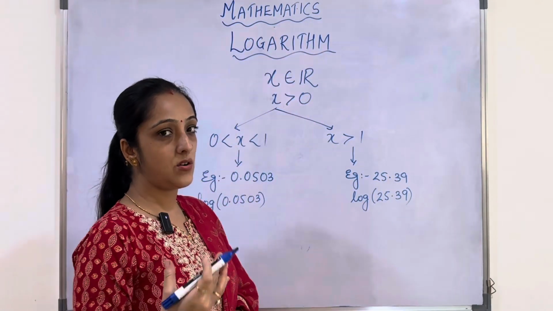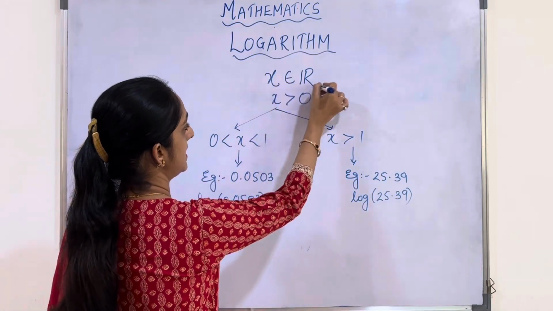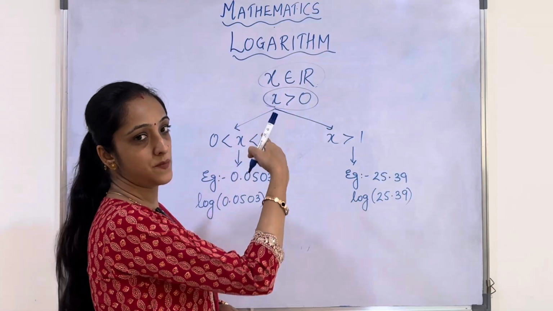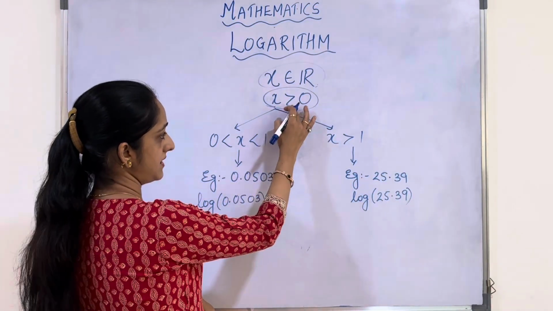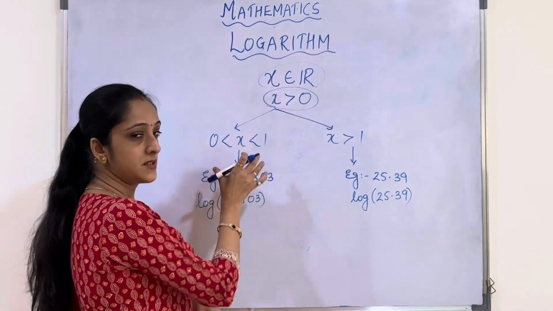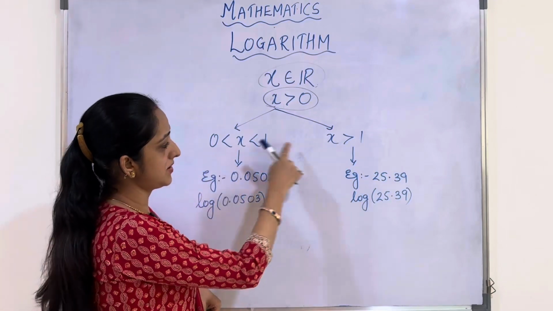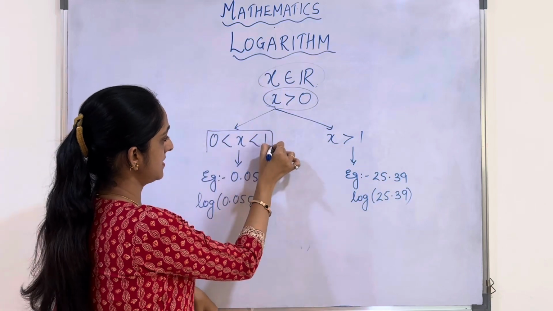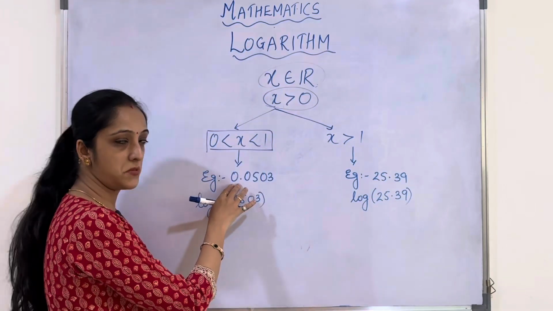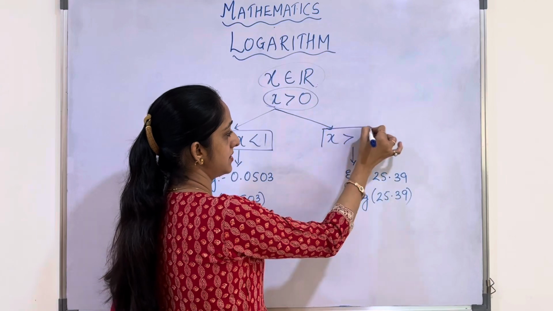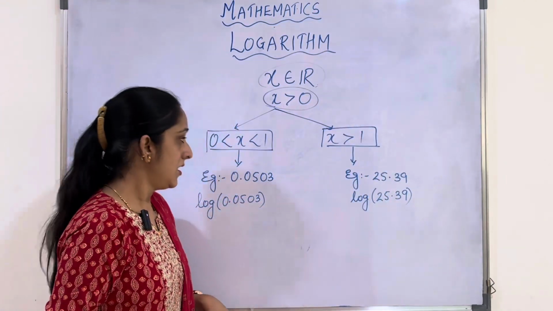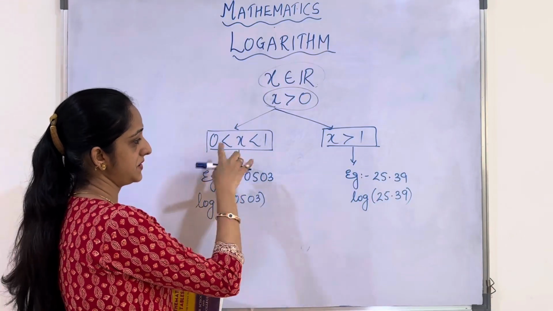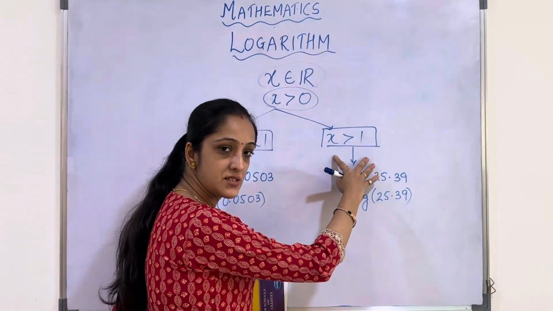To find log of any number, we will consider a real number, but that real number is always positive. It should be greater than 0. For greater than 0, logarithm can be obtained for two different cases. First case is when the number is between 0 and 1, that is in the form of decimal, and second case is when the number is greater than 1. So two different types are there: log of a number which is between 0 and 1, and log of a number which is greater than 1.